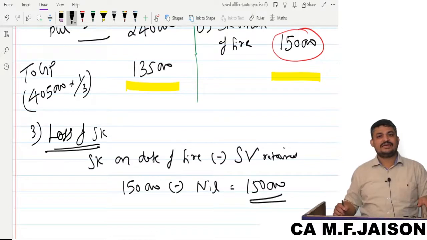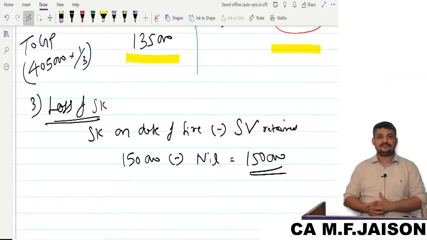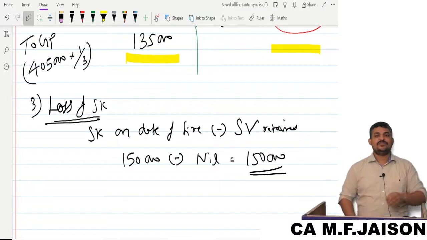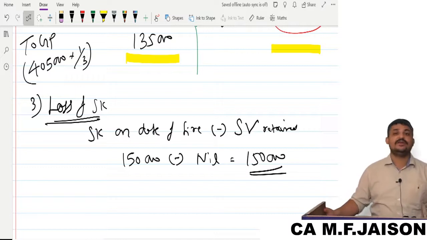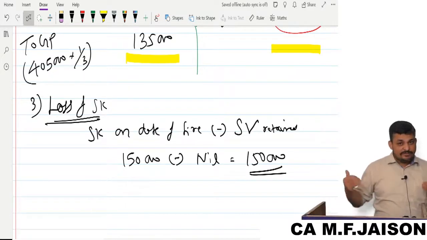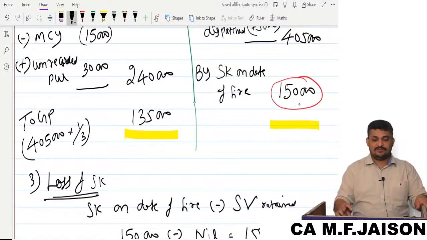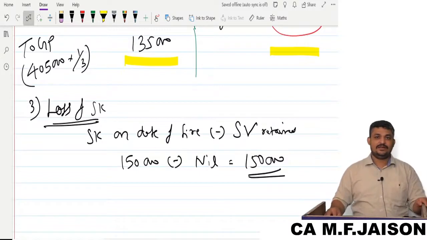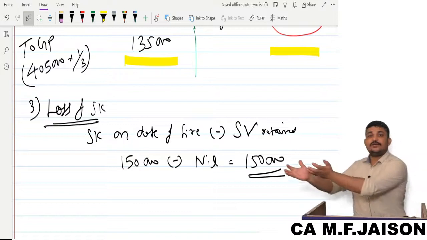So it becomes a case of complete loss here. Actually, stock destroyed by fire is only 1,27,500, because we saved 22,500. When we have saved 22,500 out of the stock on the date of fire, 1,50,000, the actual destroyed by fire is only 1,27,500. Why do you take 1,50,000? Because the 22,500 is handed over to the insurance company.